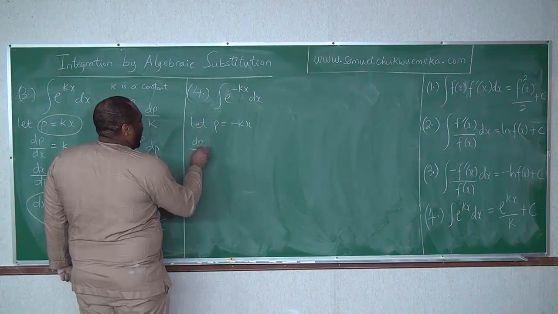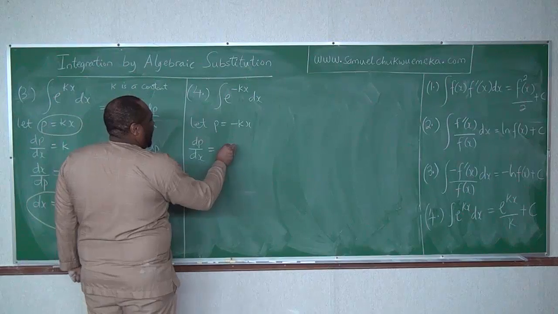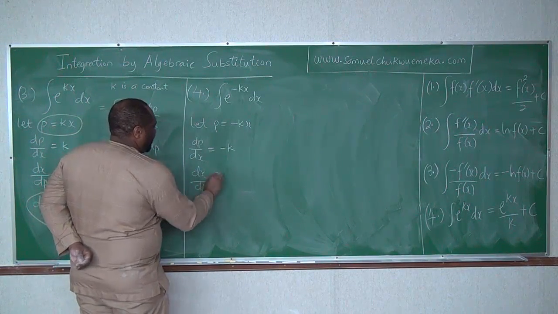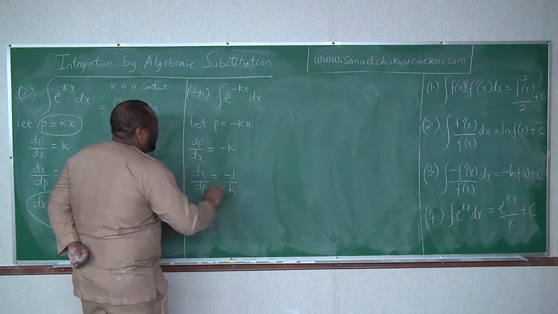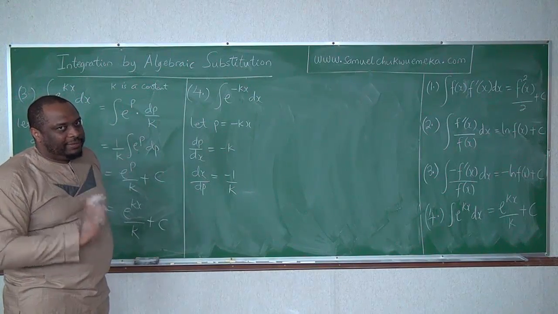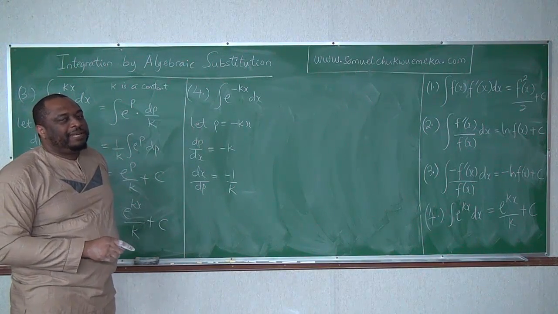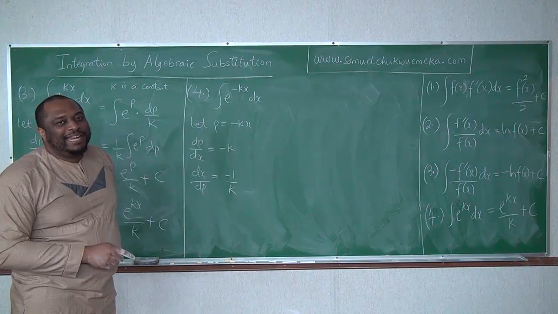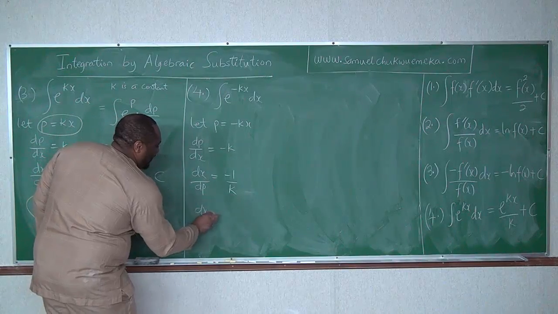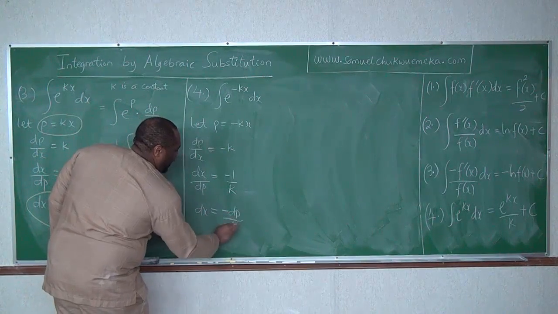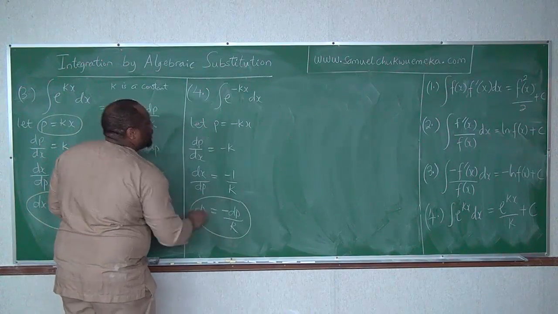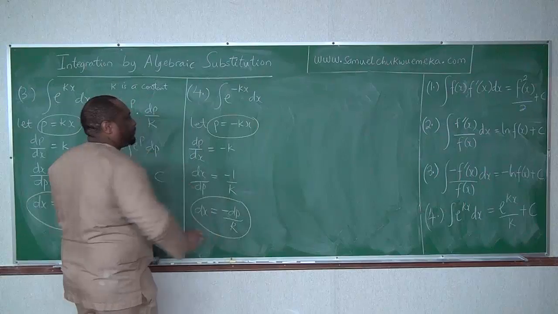So, dp over dx is negative k. The dx is negative 1 over k dp. Please, I hope you did not write 1 over negative k. Because you're going to make me mad now. Alright. Now the x will be negative p over k. So we shall use this, and we shall use this.